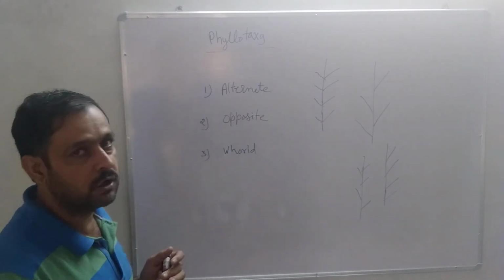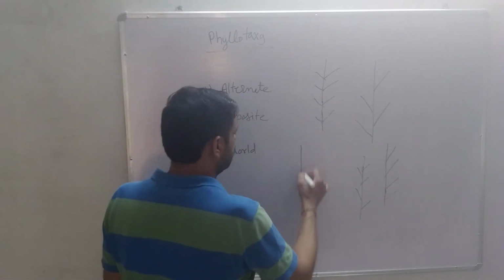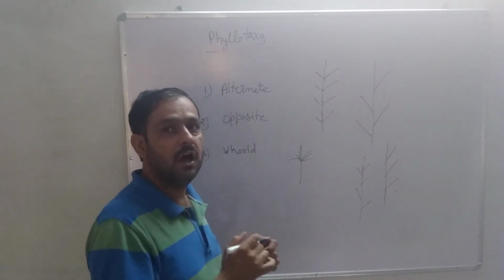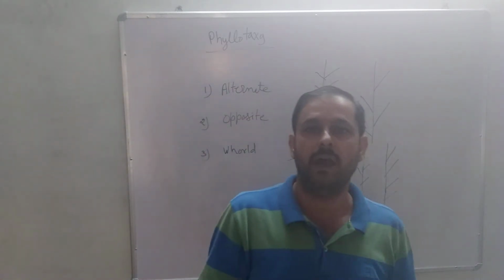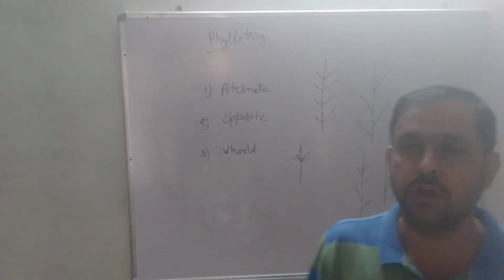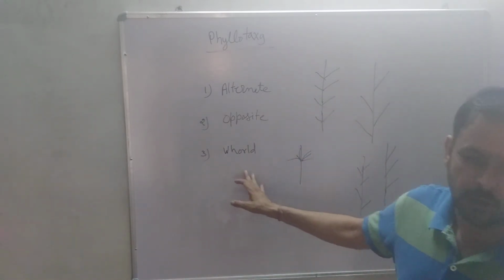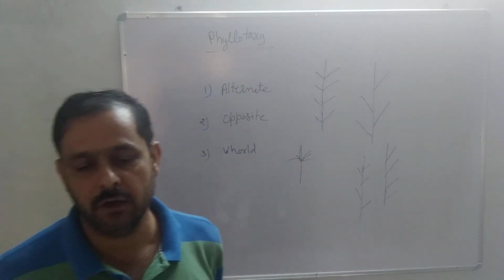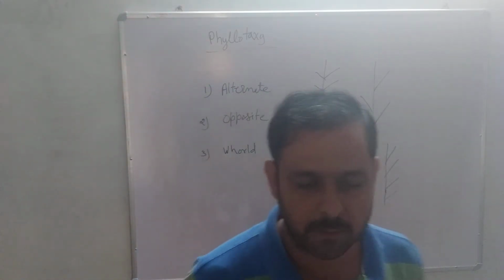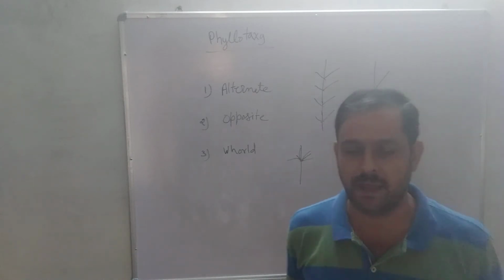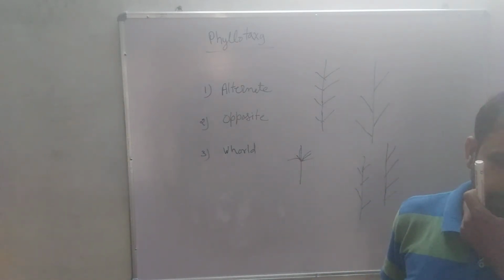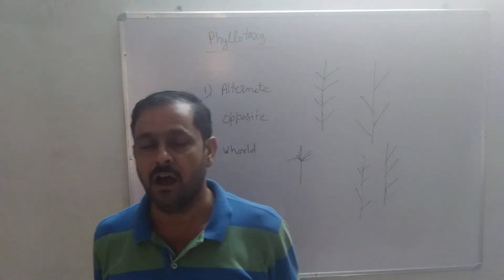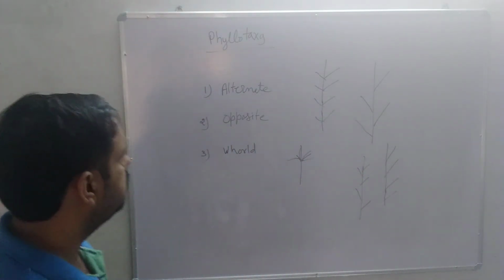Now next, whorl. Whenever more than two leaves arise from a single node, then it is called whorl. In this arrangement, there are more than two or three leaves at each node. They may be present in a whorl or a circle. Example, Nerium, Alstonia are examples of whorled leaves.